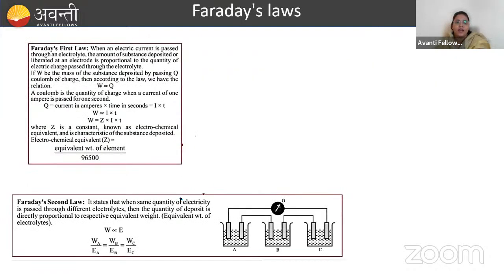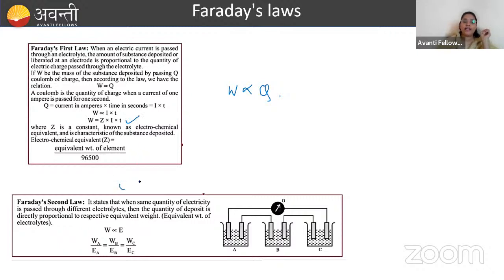Next, there are two very important electrolysis laws in electrochemistry: Faraday's first law and Faraday's second law. Faraday's first law suggests that whatever electrolysis reaction is going to happen in a given cell, the weight of the substance deposited on the cathode will be directly proportional to the amount of electricity passed through the given solution in 1 second, and that relation is W = ZIt.